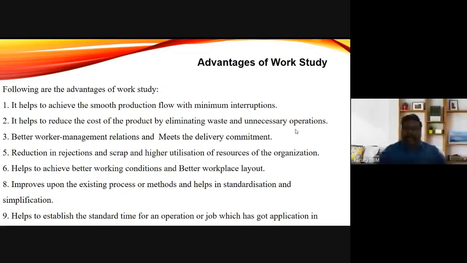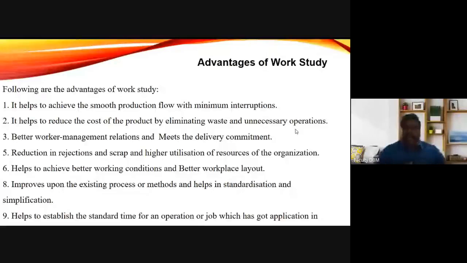It brings better work management relations and meets the delivery commitment. This delivery commitment is the main thing, because the clients and customers need their products on time. So we have to maintain a just-in-time approach, and for that reason we compulsorily have to maintain the relations. It also brings reduction in rejections and scrap, higher utilization of the resources of the organization, better working conditions and better workplace layout. It improves upon the existing process or methods, standardizes them, and the layout is also improved.